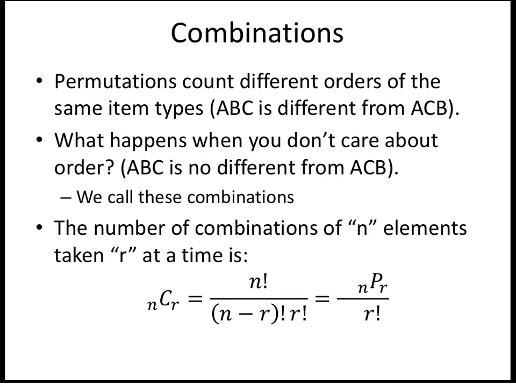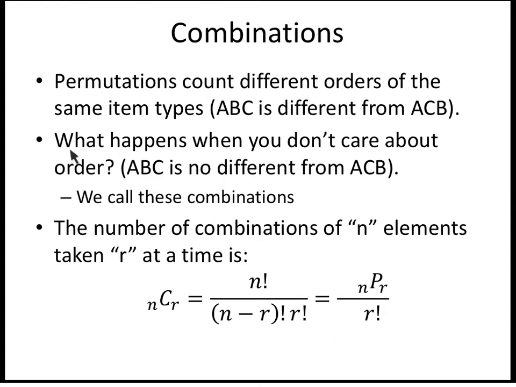Now let's say that we know that permutations count different orders of the same item types. So that means that ABC is counted as a different item than ACB. Same letters, different order. That's what we're counting when we count the number of permutations.